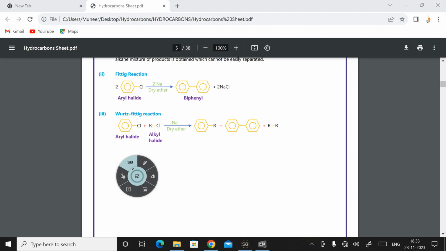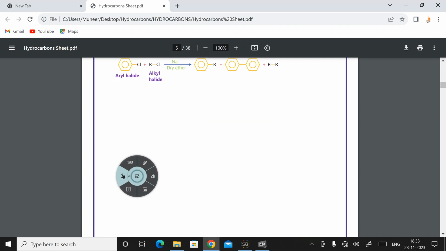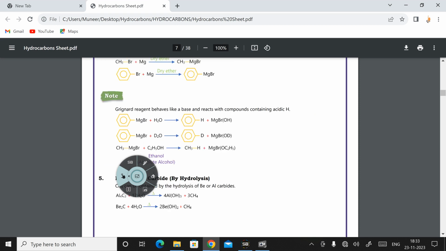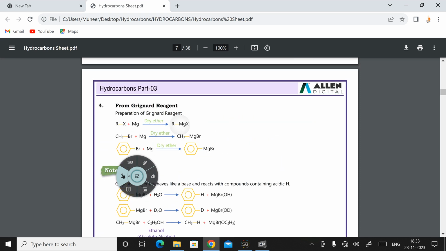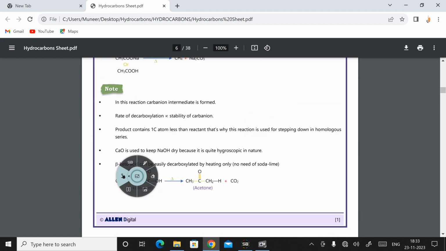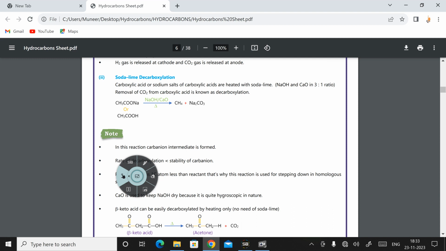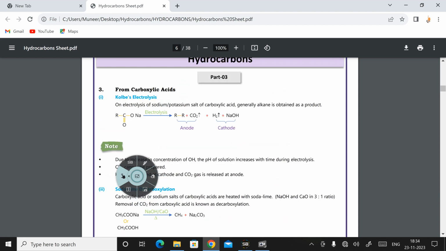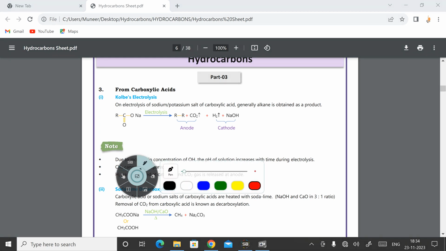In the last class we covered up to the Wurtz reaction and the Wurtz-Fittig reaction. Next is the preparation of alkanes from Grignard reagent. Another method is decarboxylation by heating with soda lime, and another is from electrolysis of sodium salt of carboxylic acids.